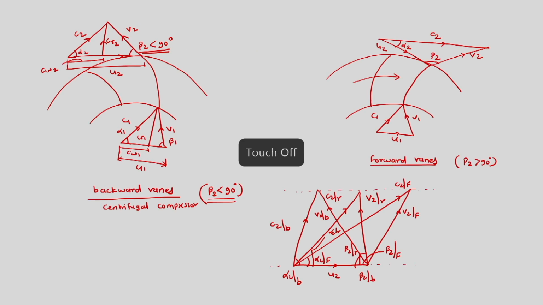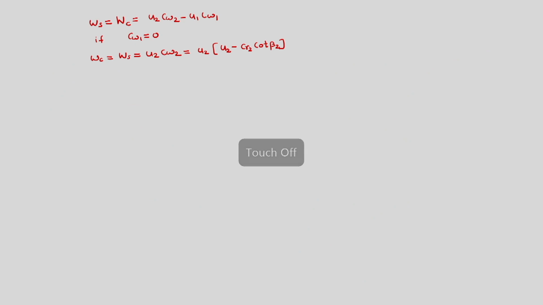Let us consider the velocity triangle, and from the velocity triangle we can write Cw2 as U2 minus Cr2 cot beta 2. If we go back and see the velocity triangle, now consider the velocity triangle for the backward facing case. We will draw that velocity triangle. For backward facing case, this is the velocity triangle.